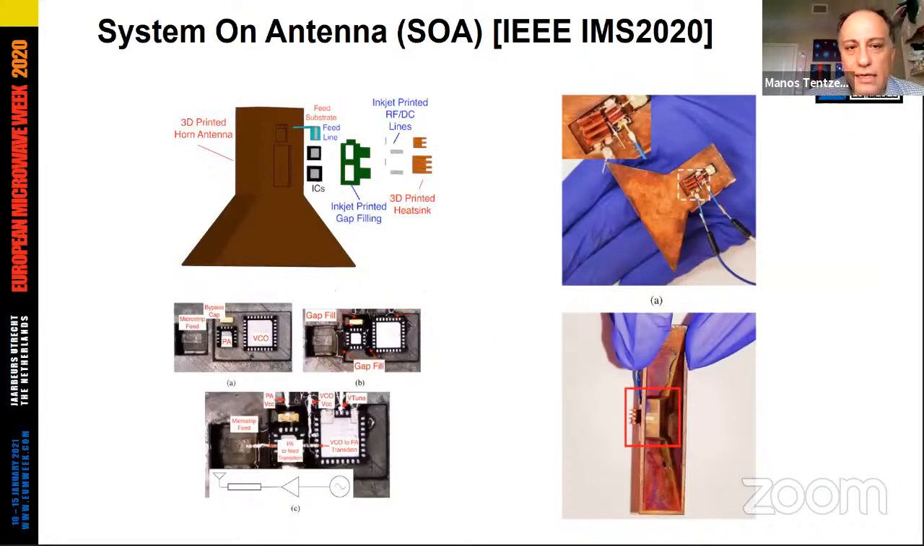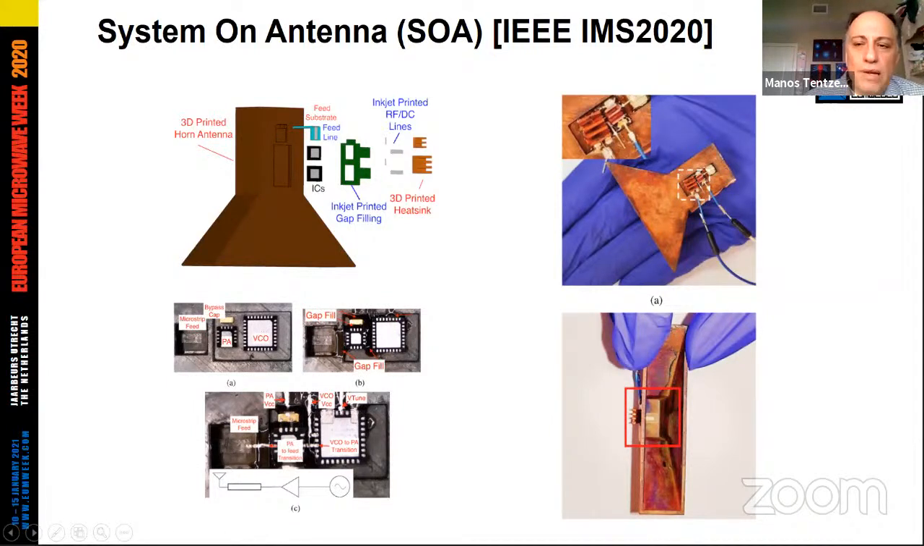Another idea that has grown up lately is something we call system on antenna. In a sense, this idea allows for the realization of modules that are limited only by the size of the antenna. Here you see a 3D printed horn antenna with some pre-printed cavities where you can integrate VCO, PA for the transmitter, V-tune, VCA to PA transmitter, and also you could have the receiver on the other side. You see here the integration of the ICs, and that's limited only by the size of the side of your horn.